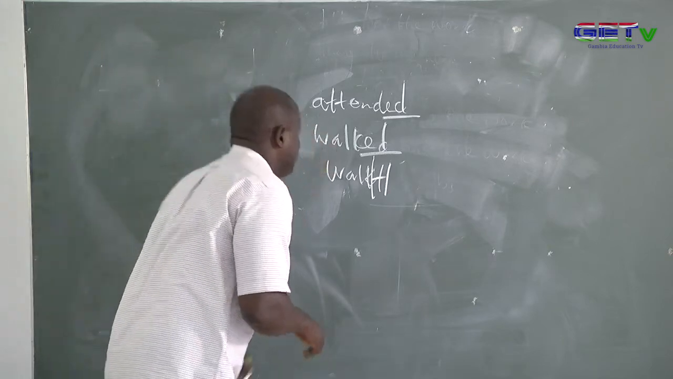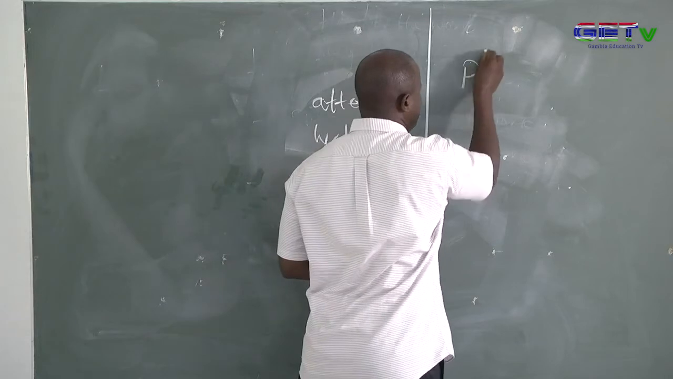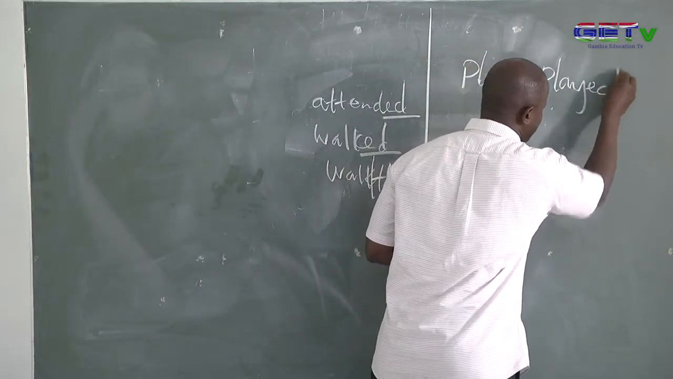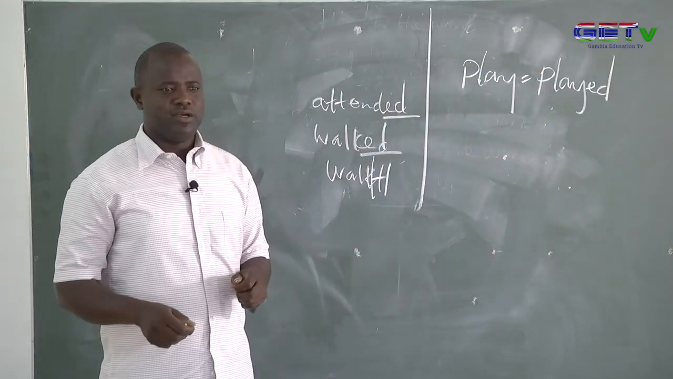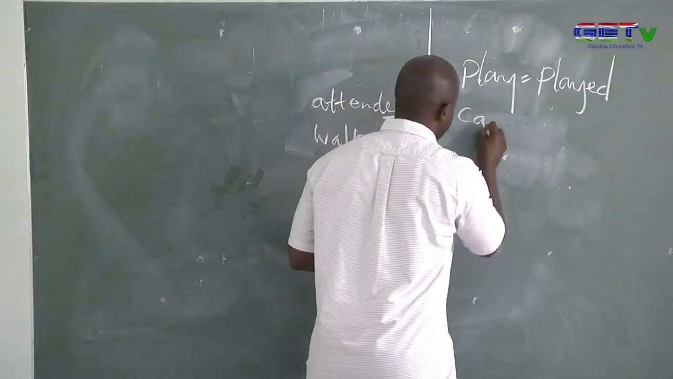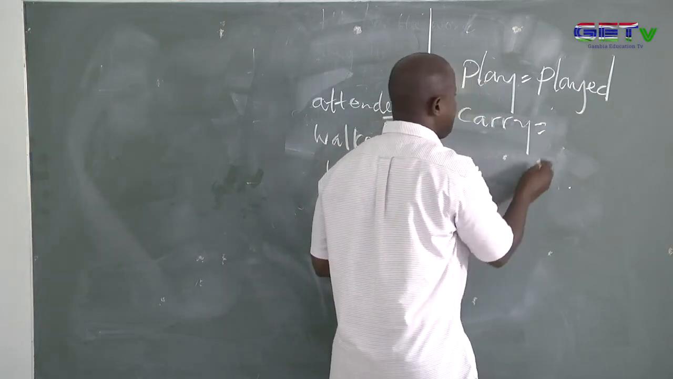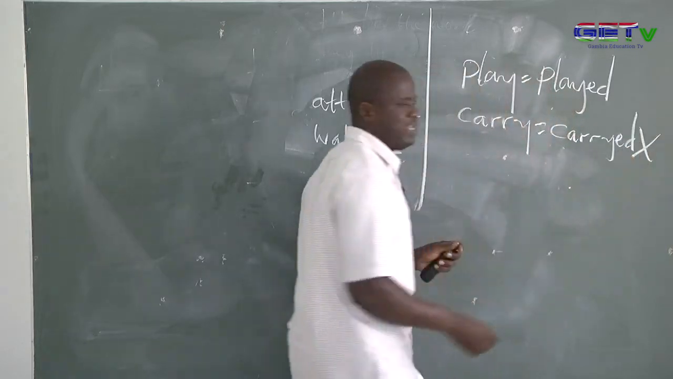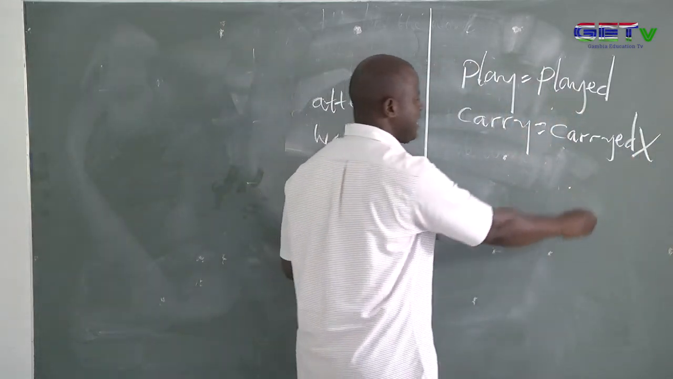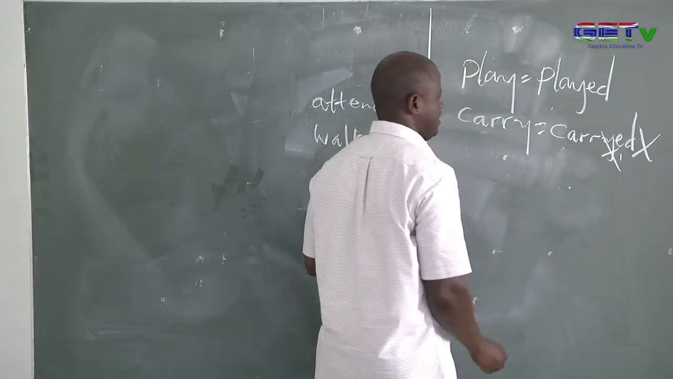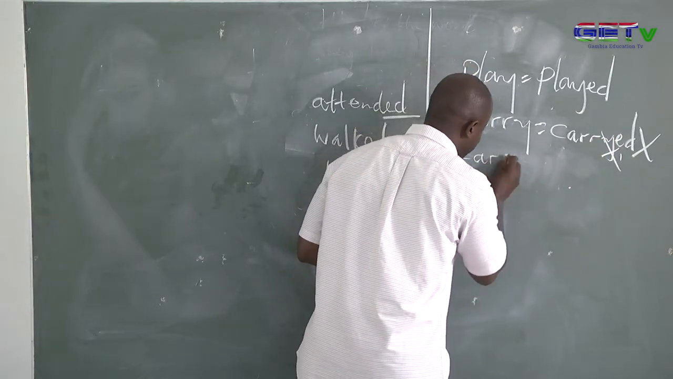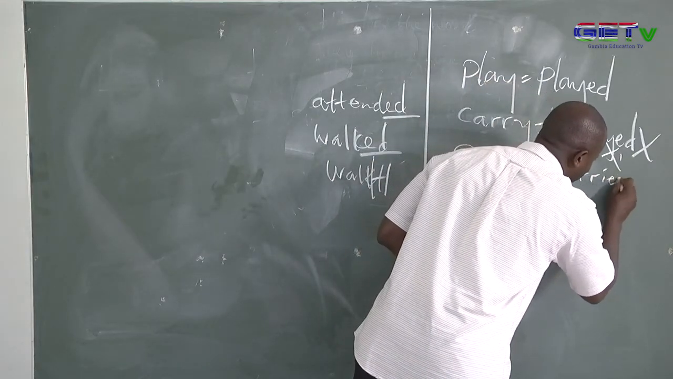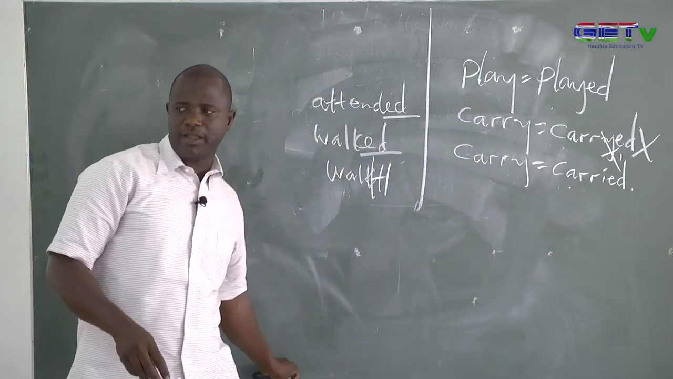Now look at this here. When I give you the word play, P-L-A-Y, in the past tense, I give you this, ed. But here, C-A-R-R-Y, in the past tense, you cannot say C-A-R-R-Y-E-D. You cannot say this. What do you do? This y must change to i, and you add ed. So when you have this, you change the y to i, and then you add this. That's how it works.